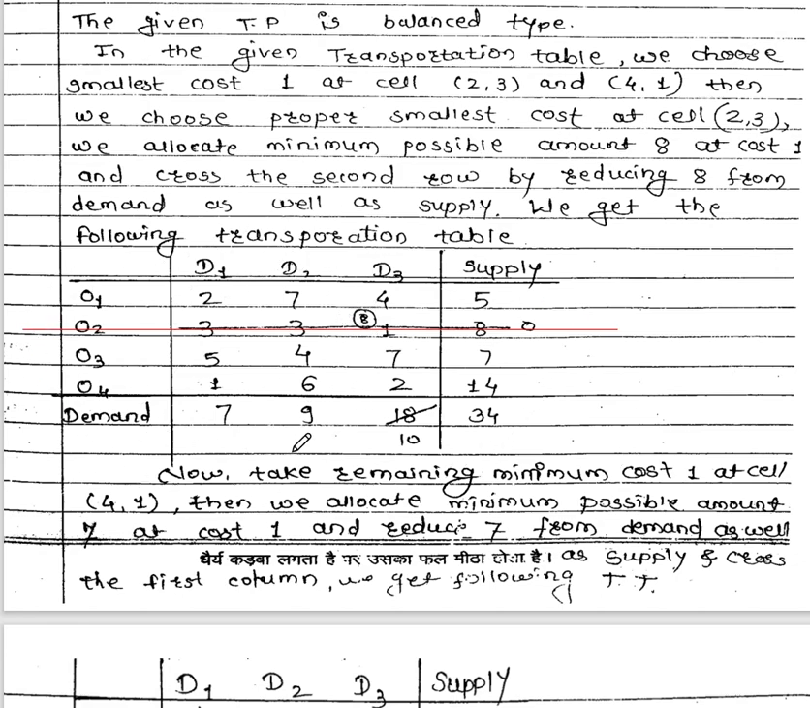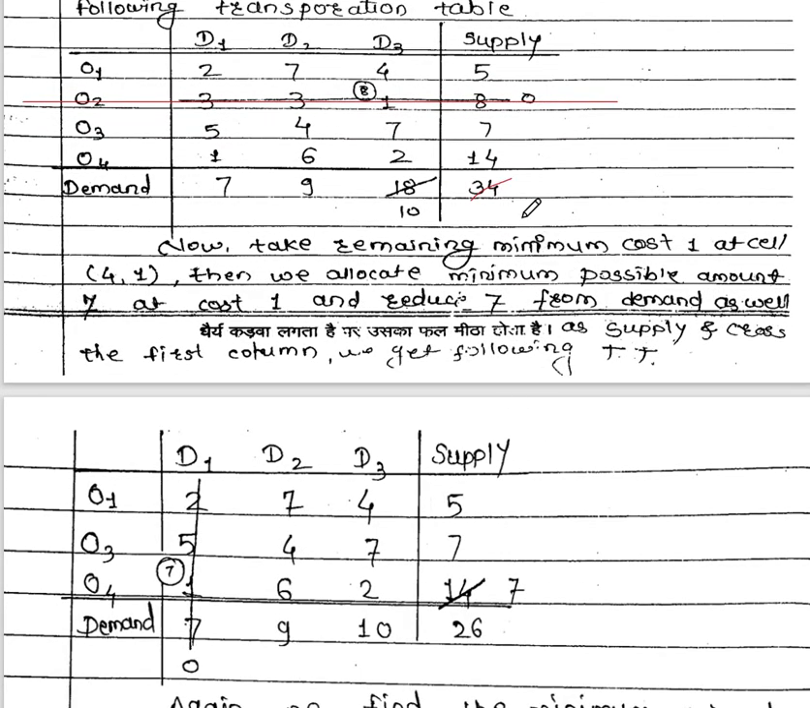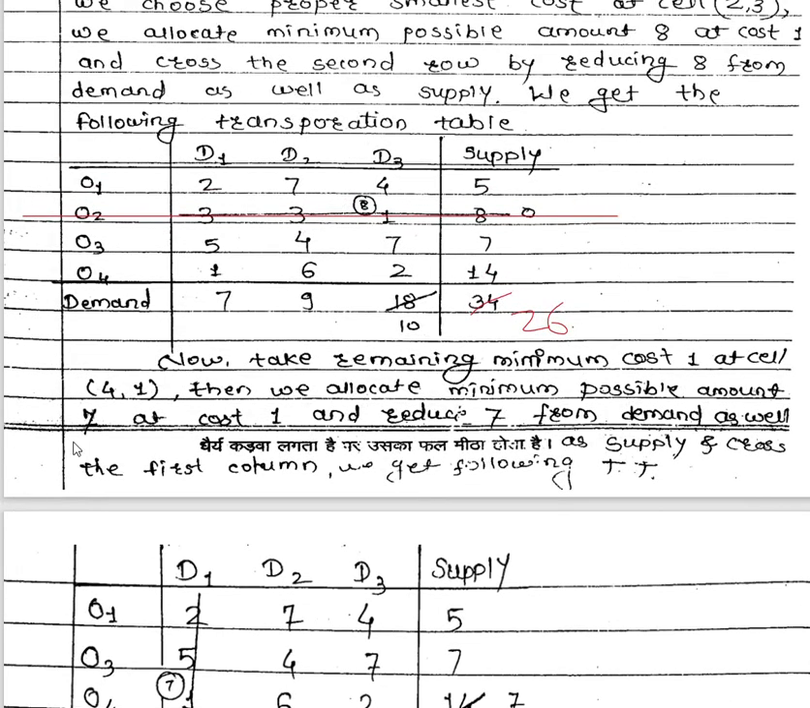Okay, now what is the next step? The next step is to write down the other remaining elements, that is 2, 7, 4, 5, 4, 7, 1, 6, 2. Okay, so these are the remaining elements. Demands are 7, 9, 10 and supplies 5, 7, 14. So again here we have to subtract 8 from this 34, so only 26 will remain. So here is 26 instead of 34. Okay, so in this way we get this table.